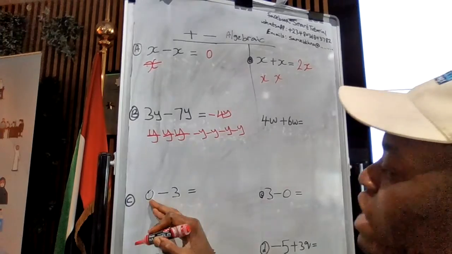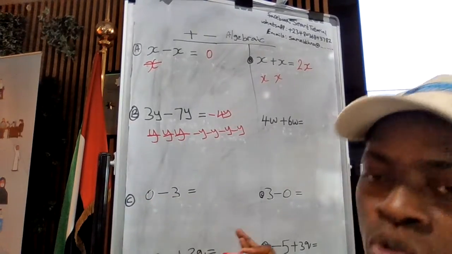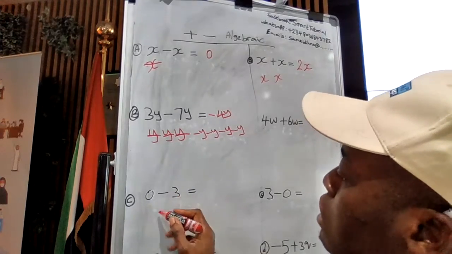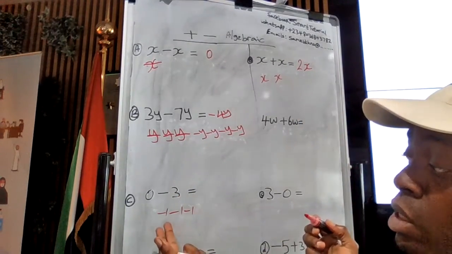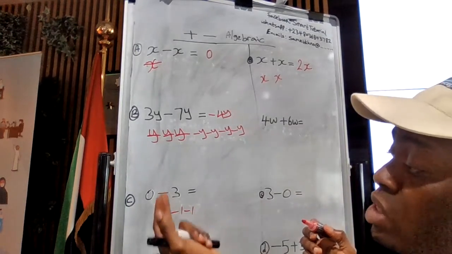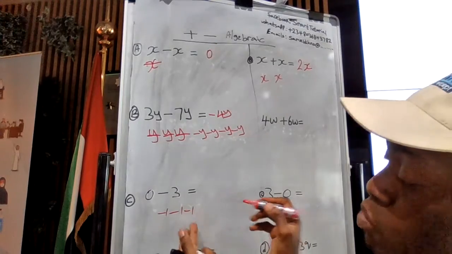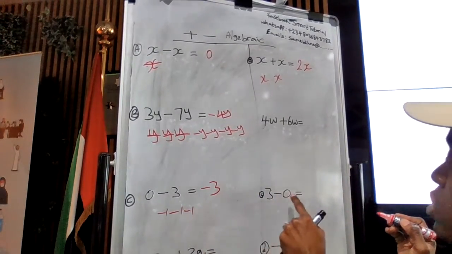Practice this. 0 minus 3. This is count nothing. Don't do anything. Take away 3. Take away 1, take away 2, take away 3. That is it. So the answer is what? Minus 3.